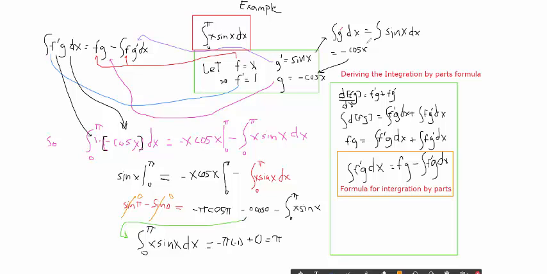It turns out that the integral of sine of x dx is equal to minus cosine of x. So what I'm doing is assigning g prime to sine of x, replacing g prime with sine of x dx. We know that the derivative of sine of x is cosine of x, but the integral of sine of x is minus cosine of x.